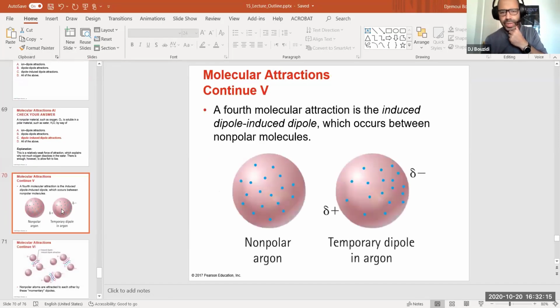Which brings me to another kind of dipolar interaction. With argon, for example, when we mentioned the inert gases, they don't interact. Sometimes they do, and this is one of them, through a temporary dipole in argon. That could be due to other processes such as heat and things like that. You can have that possibility, and that could lead to bonding and interactions.